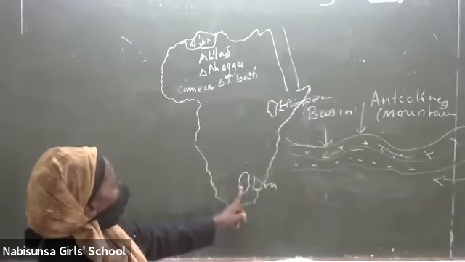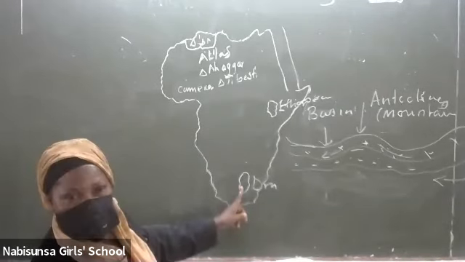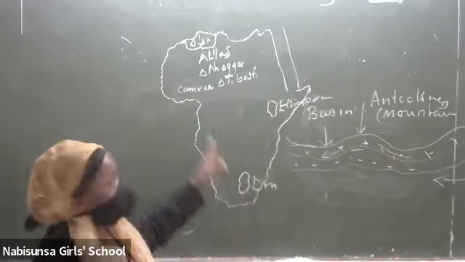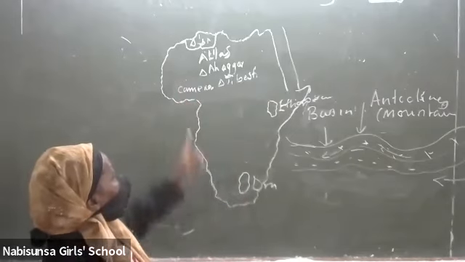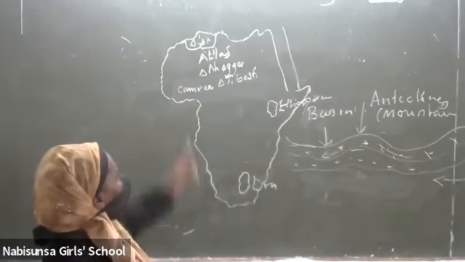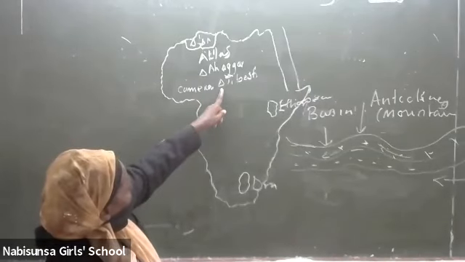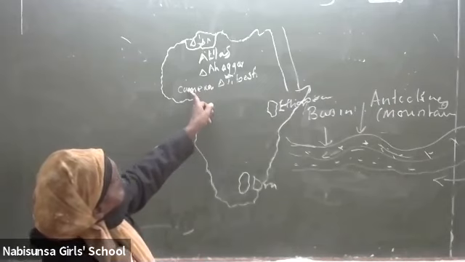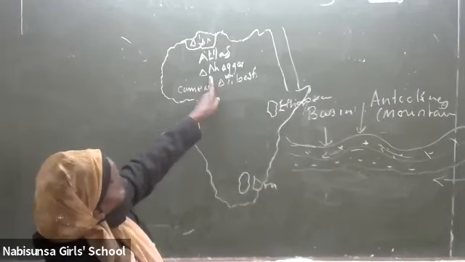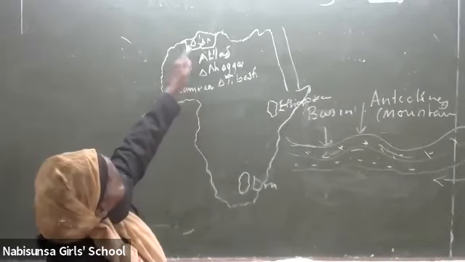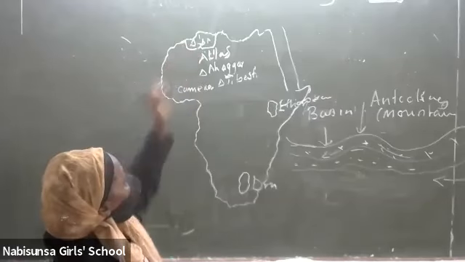Then where are the Adamawa Mountains? Where is Adamawa Highlands? Here, in Cameroon. Yes, Cameroon is there, Tibesti is there, Ahaga is here, and the Atlas are those ones.